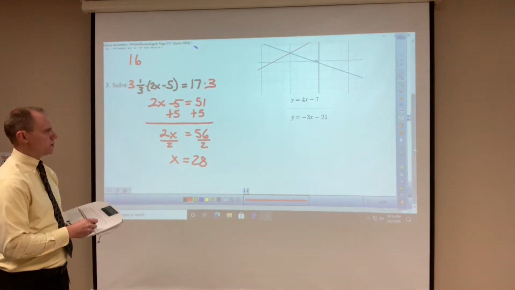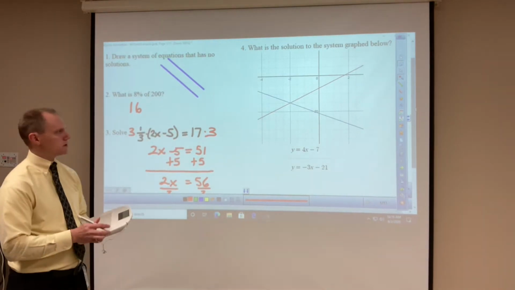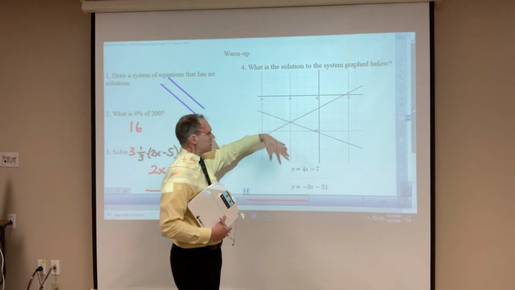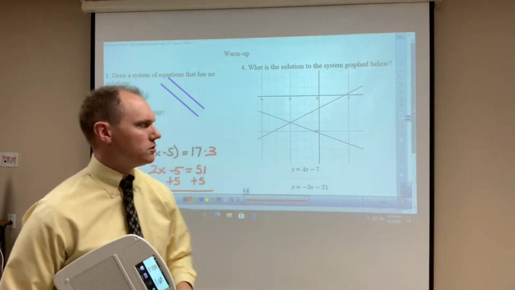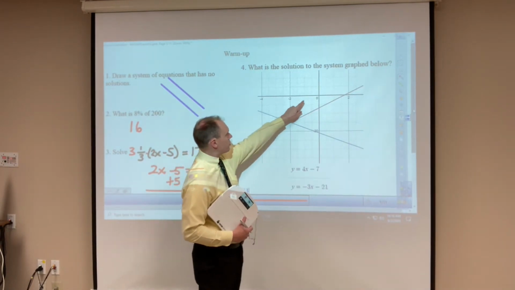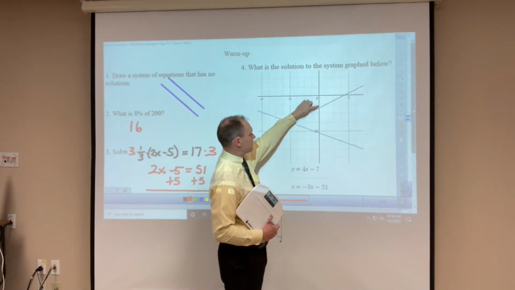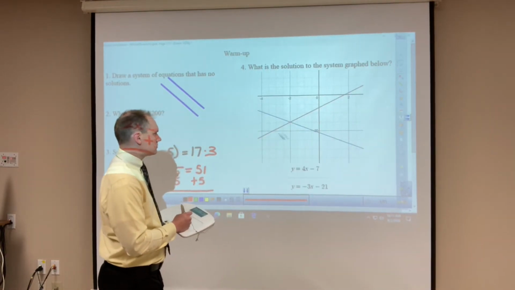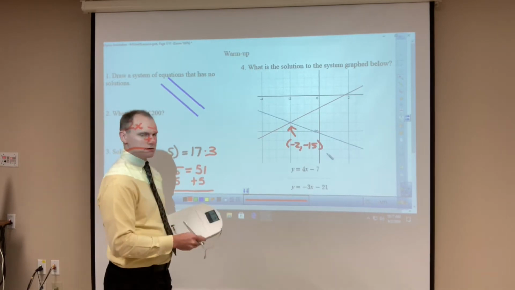So 28. And then we can always check our answers by substituting back in here for x and making sure that the two sides are equivalent. All right, number 4, what is the solution to the system graphed below? Hopefully you can see the graph here, and you're looking for where those intersect. So where the two lines intersect, which by the way, the lines are down here. So they intersect at the point -2. Let's see, this is 20, so that means every one of these is negative 5 more. So -5, -10, -15. So -2, this point right here, -2, -15 is the solution.